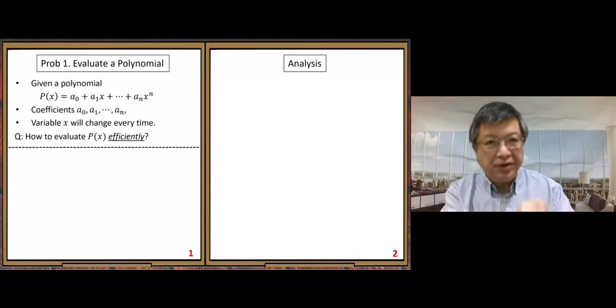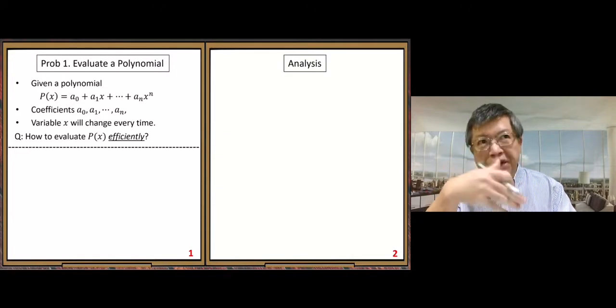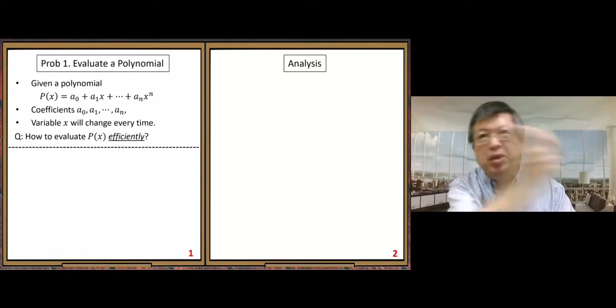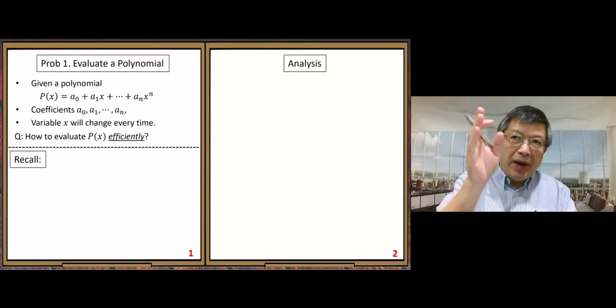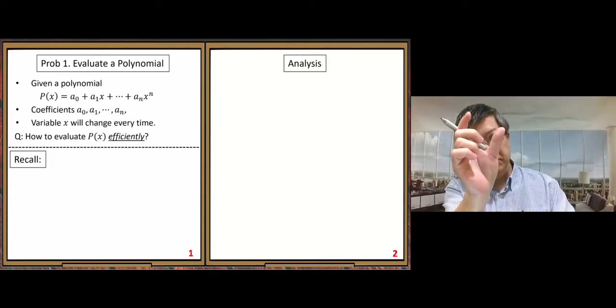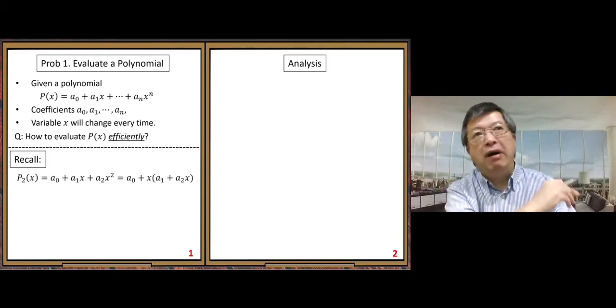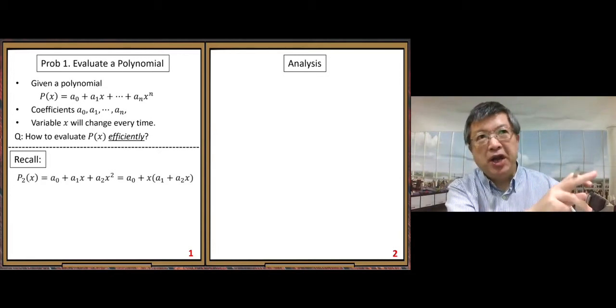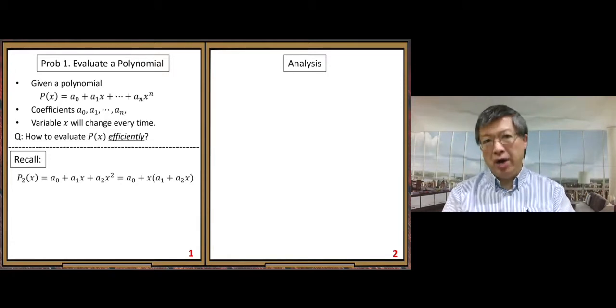So let's continue our problem solving. So we did part of it. Now let's continue to get a complete solution. Right now we just did a simple example. Let's recall a little bit. We just solved this special case where n equals 2, a quadratic polynomial.